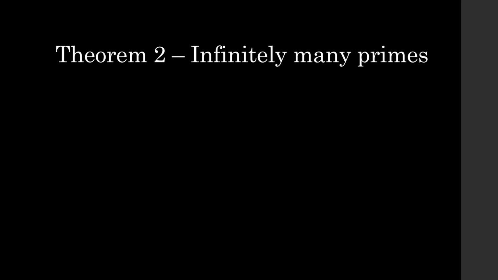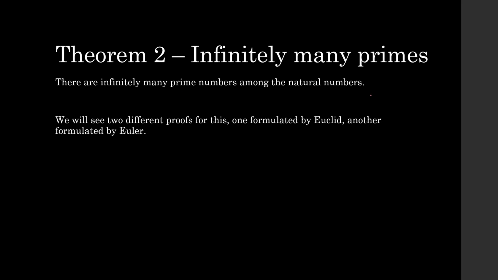And it's also cool that there are infinitely many primes. It is a useful theorem. So that's what we have to prove: that there are infinitely many prime numbers among the natural numbers. We're going to see two different proofs of this, one of them by Euclid, and another formulated by Euler. So let's first look at Euclid's proof because it's relatively simple.